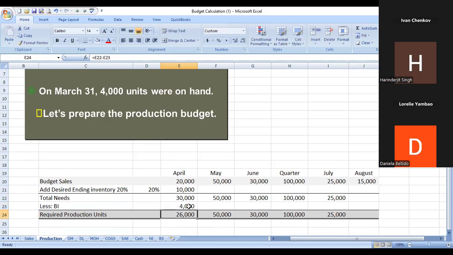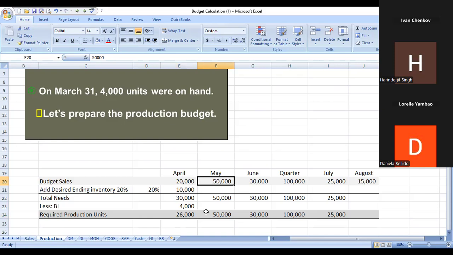So the question is, how much we need to produce in April in order to achieve our sales of 20,000 and have the ending balance of 10,000? We need to produce 26,000 units. Once we produce 26,000 units, then we can guarantee our sales and we can guarantee the ending balance that we need to start the next month.